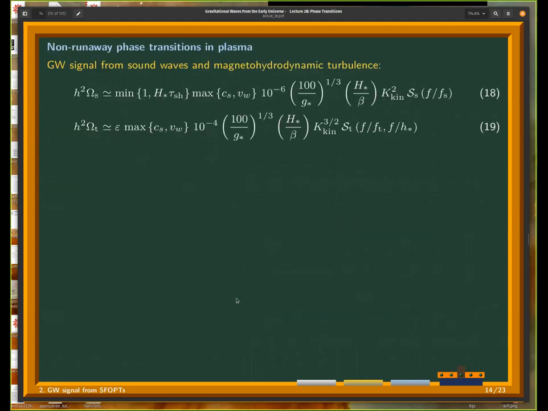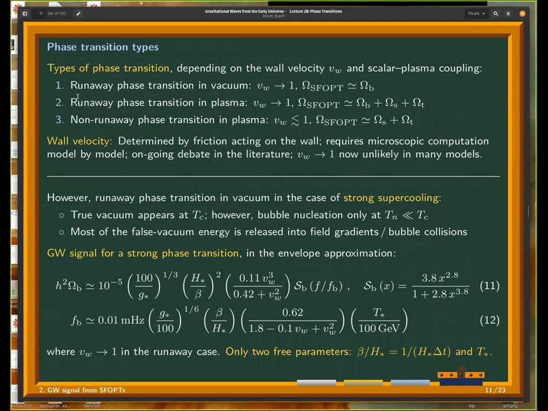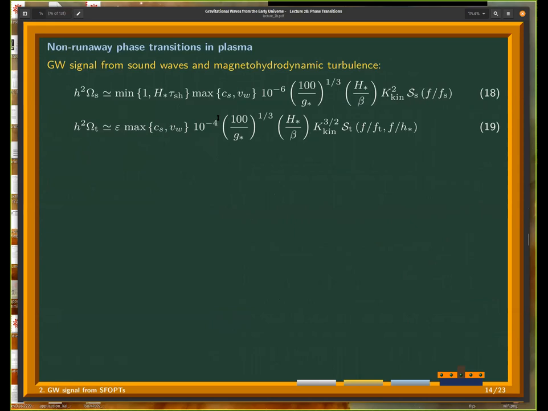All right, so we talked about the first type of phase transition, runaway in vacuum. And now during the last 10 minutes, I want to talk about non-runaway phase transitions in plasma. In this case, there is a contribution from sound waves and turbulence. And again, you can try to estimate the signal strength and you can maybe adjust a couple of parameters if you compare to numerical simulations.